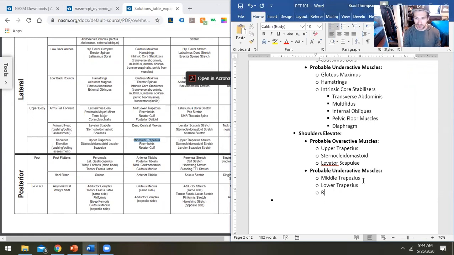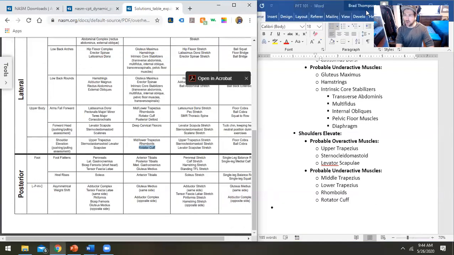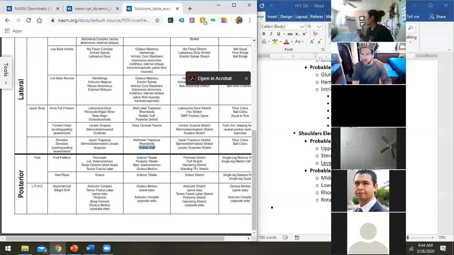Then we got our rhomboids, right? Again, scapular retractors, just like your middle trapezius here. And then lastly, one of our other underactive ones could be the rotator cuff. Now your rotator cuff is not just one muscle, it's a series of muscles, but they're kind of putting the whole thing here. So what does my rotator cuff have to do with elevating my shoulders? Why do you think that's on the list?